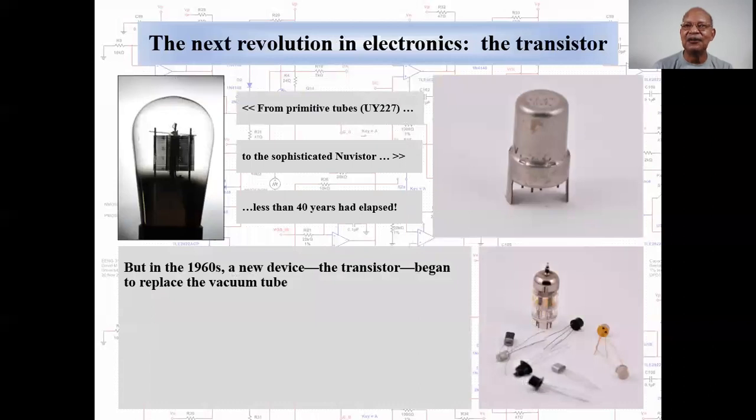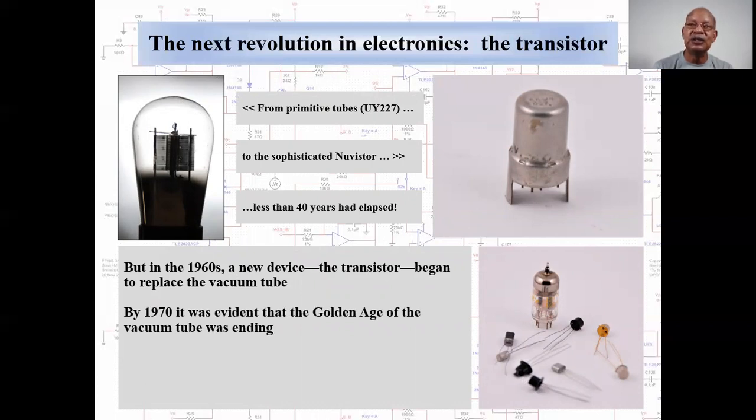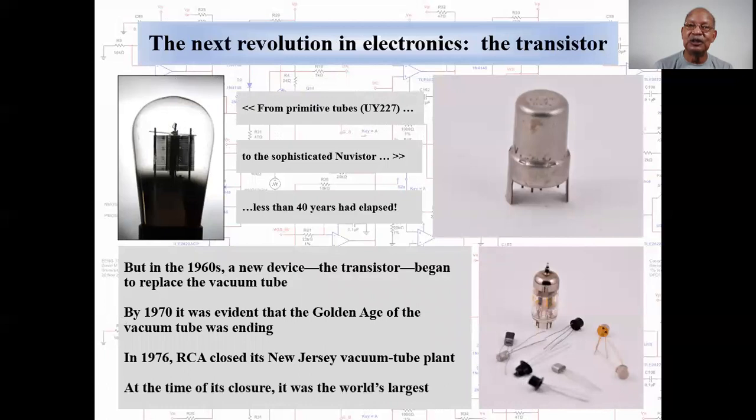But the solid-state revolution began in the late 1940s with the invention of the transistor. By the close of the 1960s, the reign of the vacuum tube was clearly coming to an end. RCA closed its tube manufacturing plant in New Jersey in 1976. At the time of its closure, it was the largest in the world.